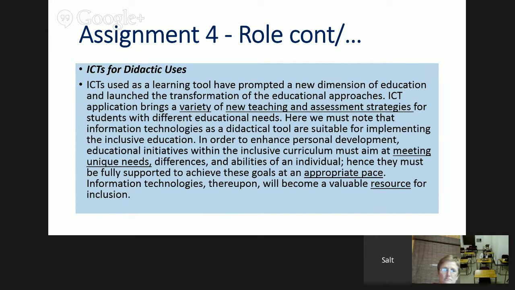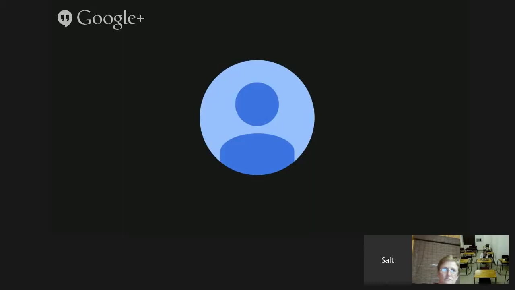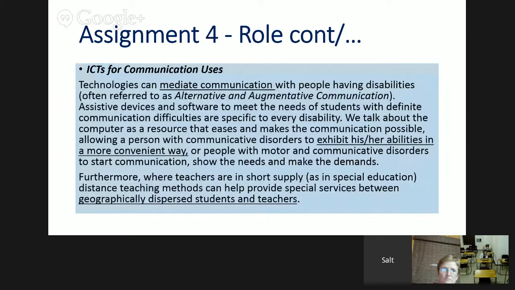The last category here is basically in terms of communication. So looking at tools that will mediate communication, and I think sometimes this one is the most known category for people in terms of how to facilitate this. Once again, it is providing the child with learning or communicative disorders the best way in which to communicate to the teacher and to communicate his own thinking and work that he's done.